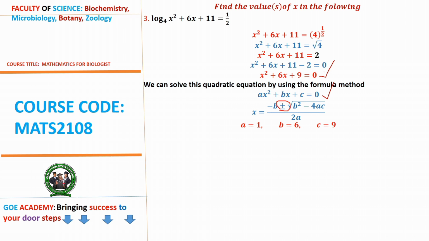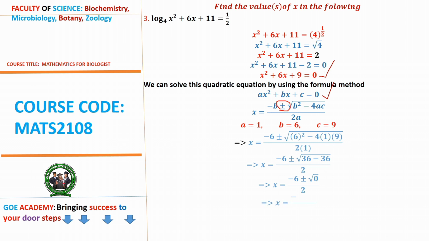So with that being said and done, we just need to substitute in our formula and simplify. I've just replaced B in its position, A in its position, and C in its position. If I simplify that, 6 squared is 36, so I have the square root of 36 minus 4 times 1 times 9, which is 36, so 36 minus 36 gives us the square root of 0. So I have negative 6 plus or minus the square root of 0 divided by 2. Note that the square root of 0 is simply 0. So x will simply be negative 6 plus or minus 0 divided by 2.